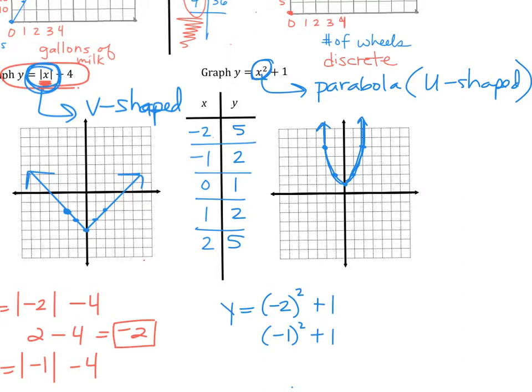Okay, so absolute value on the left gives you a V-shape. x squared gives you a U-shape. That's how you can always check your work. If it's not U-shaped on an x squared problem, something's wrong. Okay? Any questions on that? No.